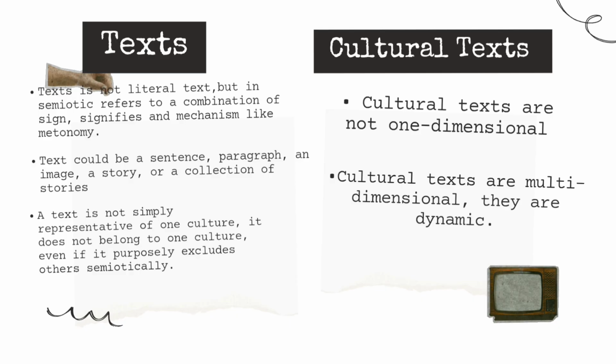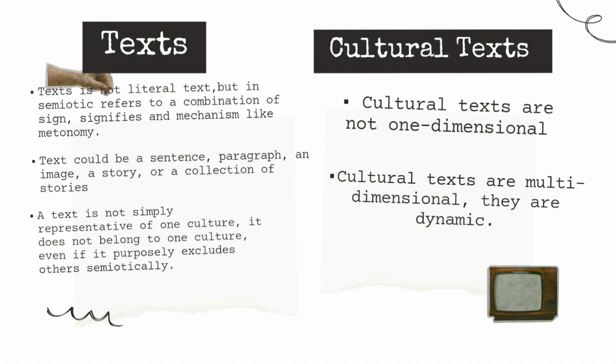Then next is the metonymy. Metonymy is a figure of speech in which a word is substituted for another word that is closely associated with it. Like, for example, this sentence, I gave him my heart, which literally means my loyalty is all yours. Ganon. Also, text could be a sentence, paragraph, an image, a story, or a collection of stories. Text is not simply representative of one culture. It does not belong to one culture, even if it purposely excludes others semiotically.